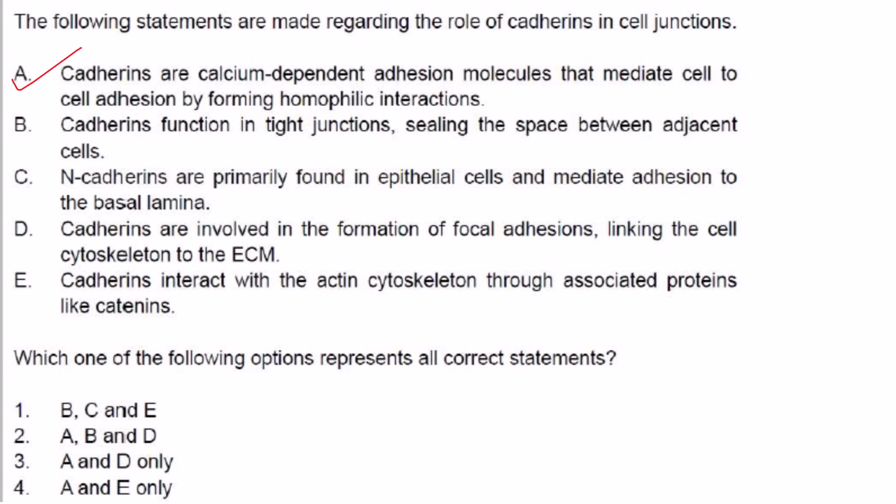So, that means 1 is wrong. Okay, 2, 3, 4, A is there. Okay, we will see. Then, cadherins function in tight junctions. No, they are found in adherens junctions, not in tight junctions. In tight junctions, it is proteins like claudins and occludins. So, that makes B wrong and option 2 also not correct.